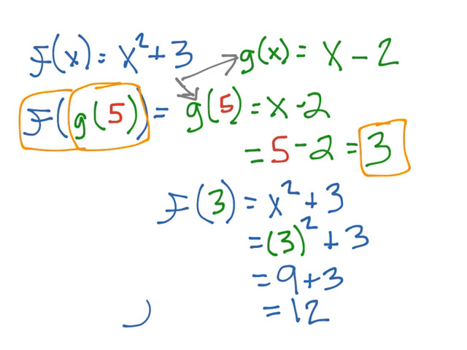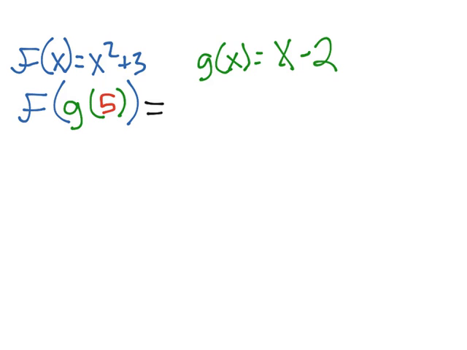So in this case, f of g of 5 is equal to 12. Let's take a look at the other method. Same equations, f of x equals x squared plus 3, and g of x equals x minus 2. And we're still being asked to evaluate f of g of 5. But in this case, we'll use the second method, where we're combining the equations into a single equation.